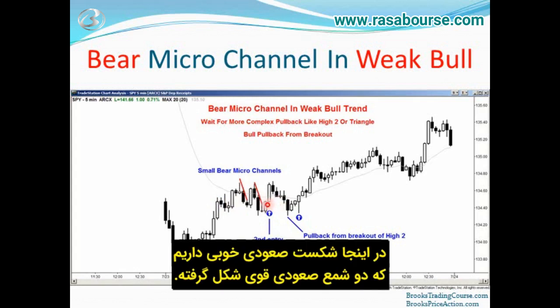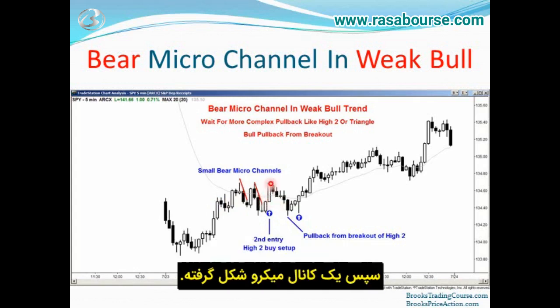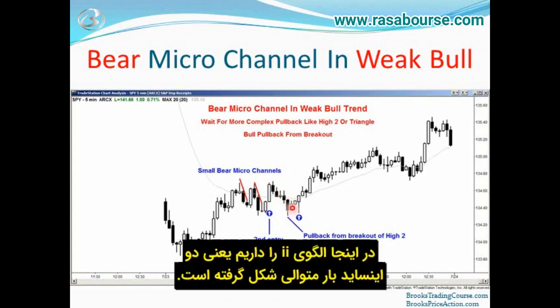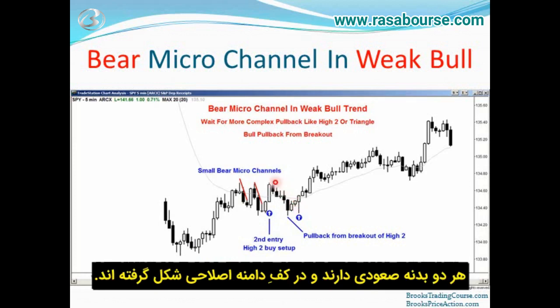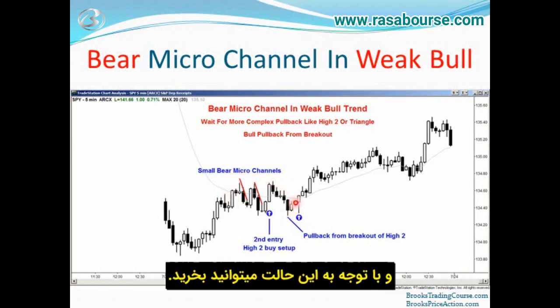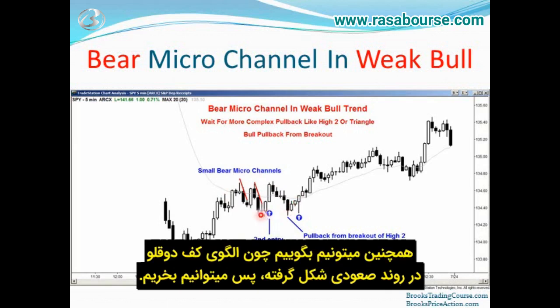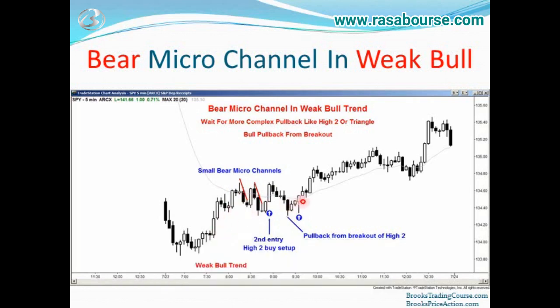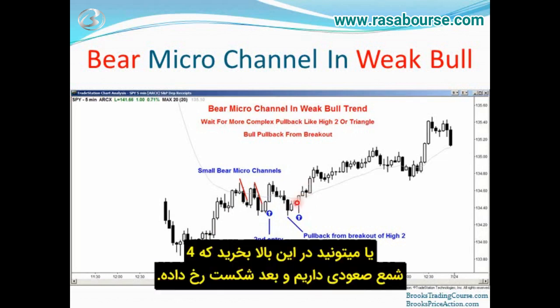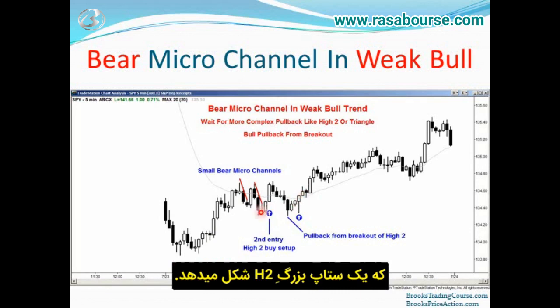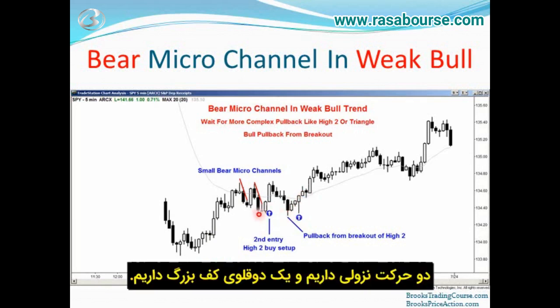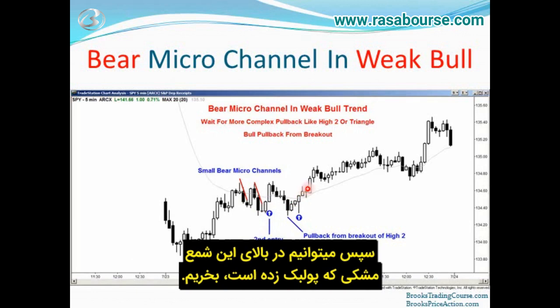Pretty good bull breakout, 2 very strong bull bars, and then another bear microchannel. You have an inside bar and a second inside bar. Both have bull bodies. It's near the bottom of the trading range. You could buy it on that basis. You could also argue a double bottom in a bull trend and buy it on that basis. Or you could even buy above here. We have 4 bars up, a breakout from a large high 2, 2 legs down, large double bottom, and you could buy above this bar as a pullback from the breakout of the large high 2.